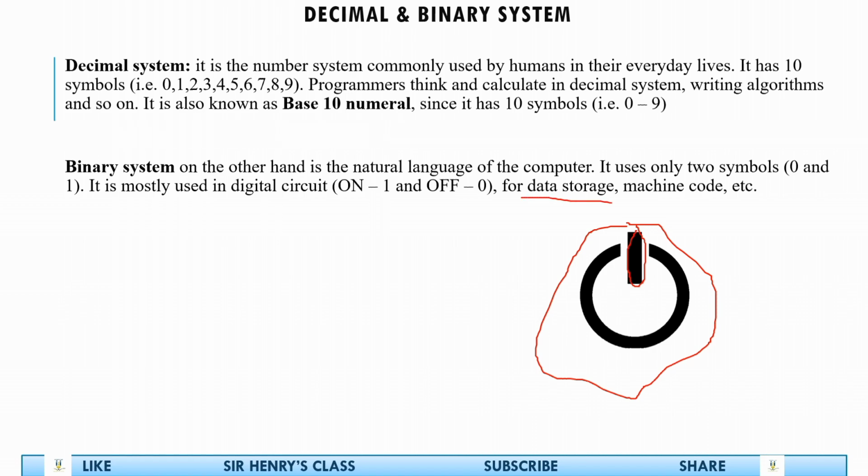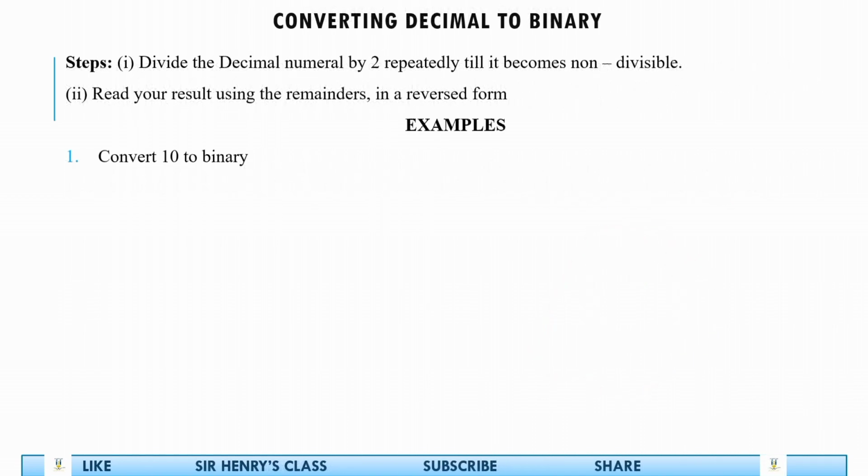This system is used for data storage, so we can have 2 kilobytes, 1 megabyte, 1 terabyte, 1 petabyte, 1024 megabytes giving us 1 gigabyte, and so on and so forth. They are also used for machine code.